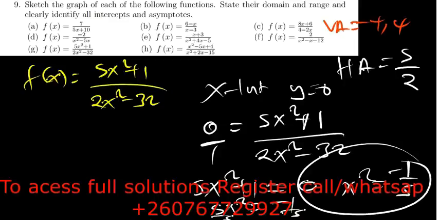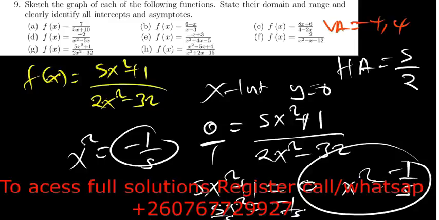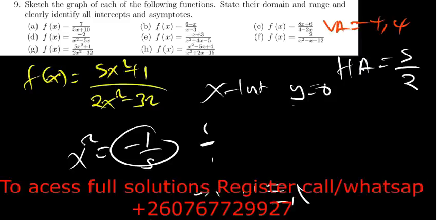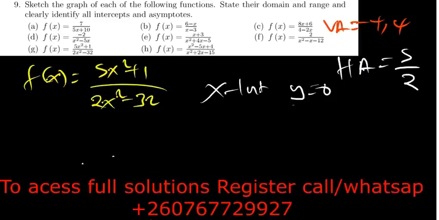You can't square a number and have a negative outcome. It's not possible. So therefore, we don't have an x-intercept in this case, because it is x squared. You can't square a number and expect to have a negative. So I'm going to say no x-intercept. You have to write that statement, no x-intercept. Then you go to y.